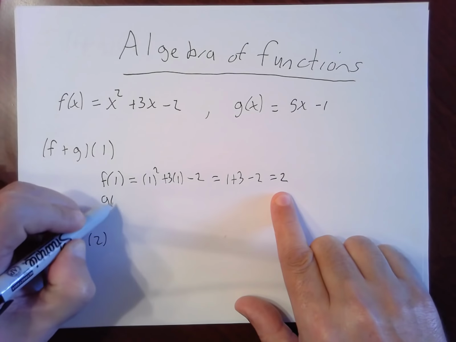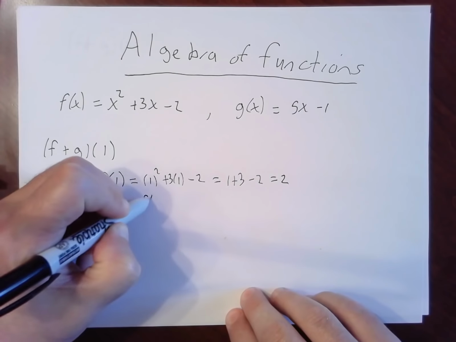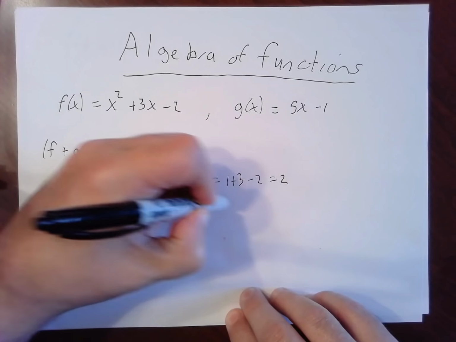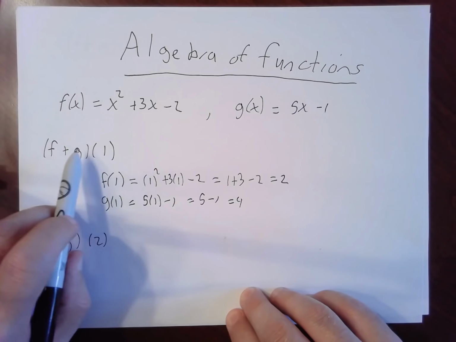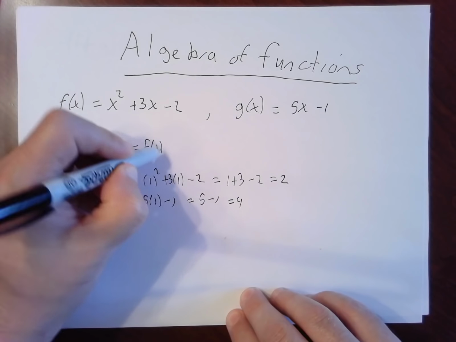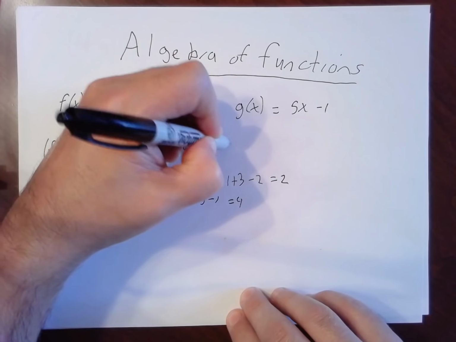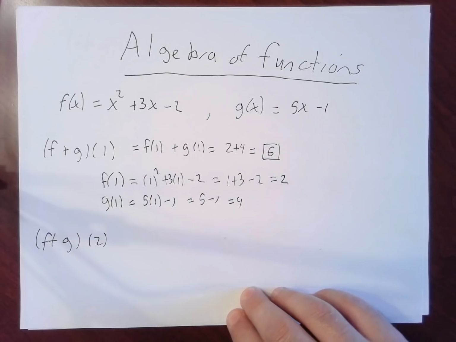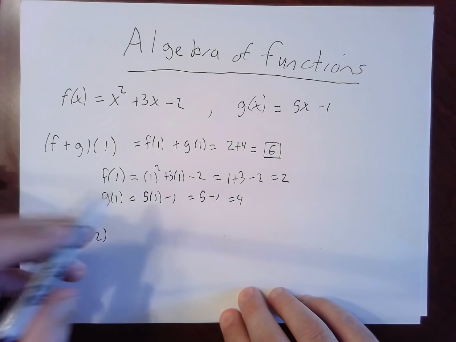We find g of 1 using the function g, so 5 times 1 minus 1 would be, what, 5 minus 1 would get 4. So this object here, f plus g of 1, just means f of 1 plus g of 1. So 2 plus 4, we get 6. Pretty straightforward.